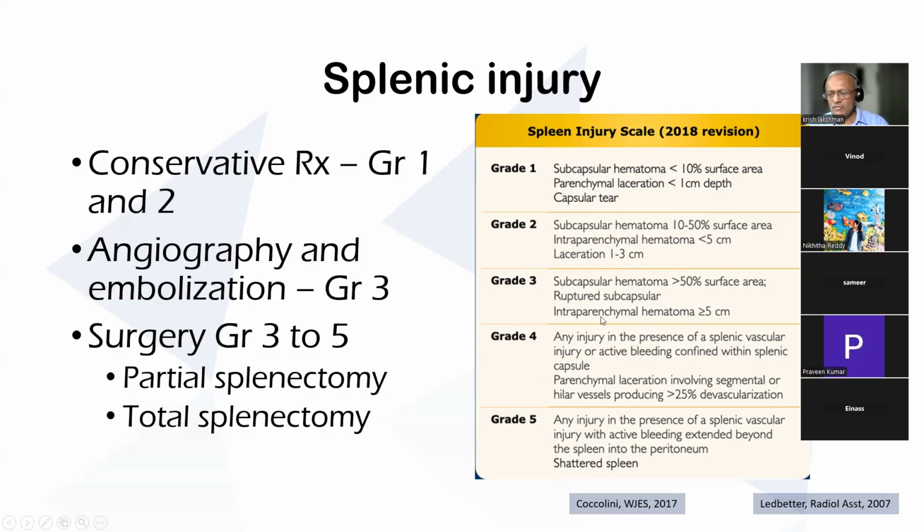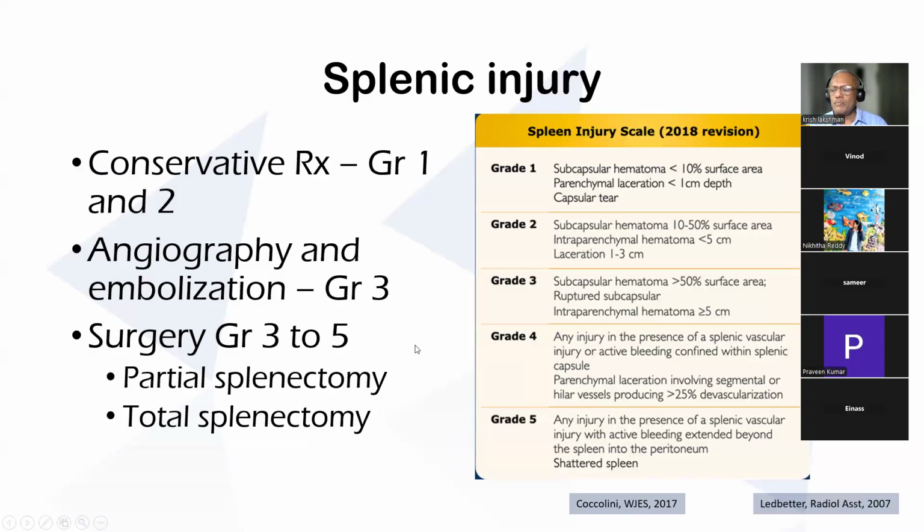At the next level, a larger area, half the spleen, is covered with a subcapsular hematoma, it could be ruptured and there is a hematoma in the parenchyma, but the hilum is intact. The major vessels getting into or draining the spleen are still intact. If that is the case, you may consider angiography and embolization if the facility is available. But if it is grade 4 or grade 5, where the hilum is involved and there is major devascularization and the spleen is shattered, then you have to consider surgery.